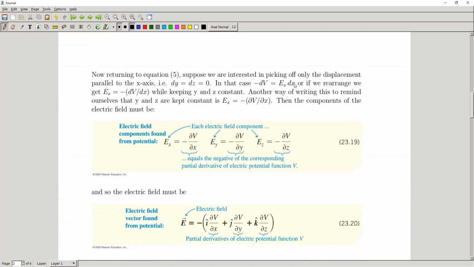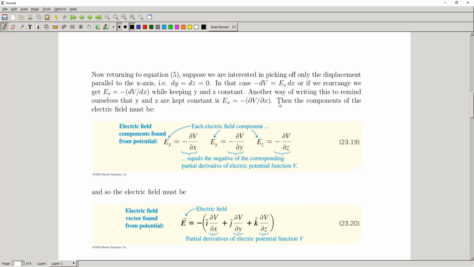And we can rearrange this. I'm going to move this dx over to this side, and we end up with the expression that we see here. We have to keep in mind that we still do have y and z, which can vary, but we're not taking derivatives with respect to y and z right now. Another way to write this, which makes this reminder that we're not taking derivatives of y or z more clear, is to write it this way. We could write that the x component of our electric field is equal to minus the partial derivative of V with respect to x.